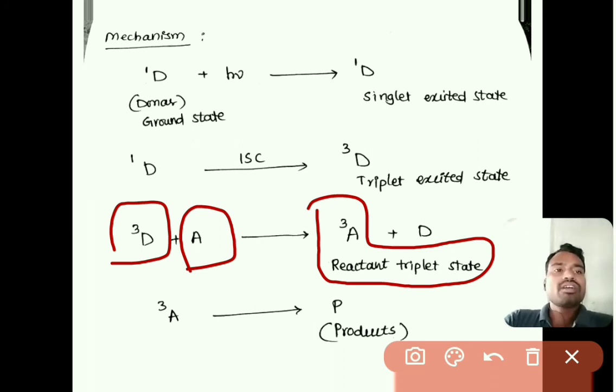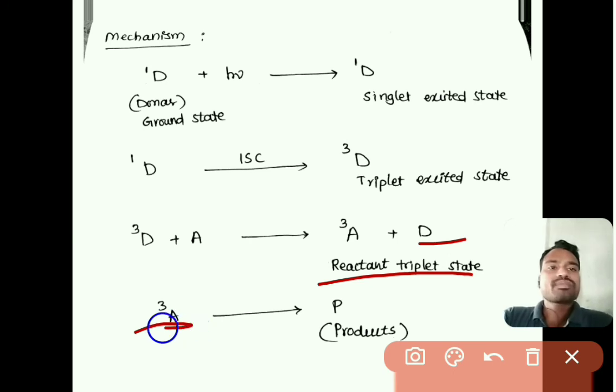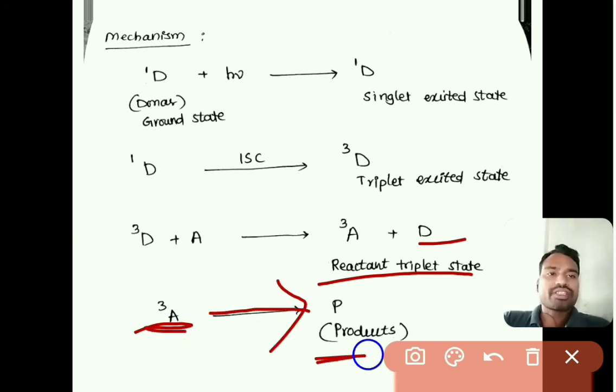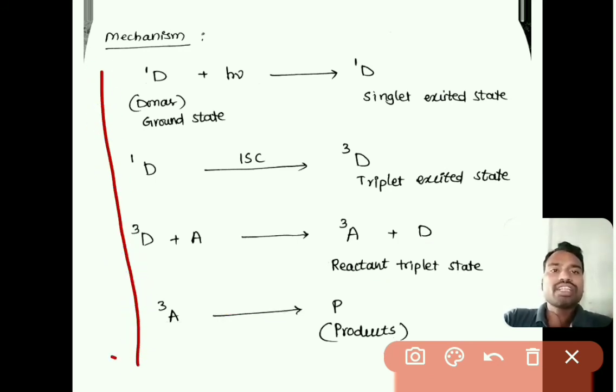So the donor, losing the energy, goes back to the normal state, that is D, right? And this acceptor, the reactant molecule in the triplet state, undergoes reaction and forms products. So this is the mechanism of a photosensitized reaction.